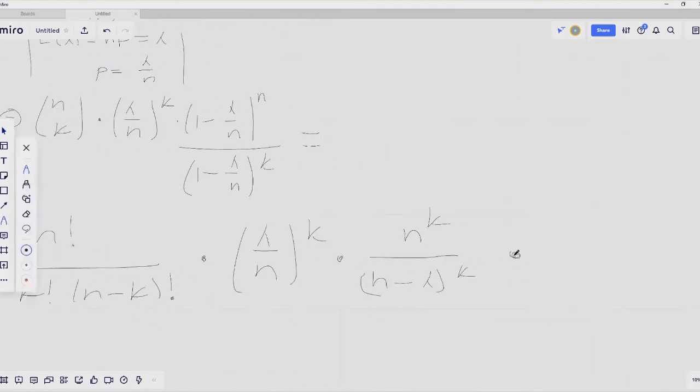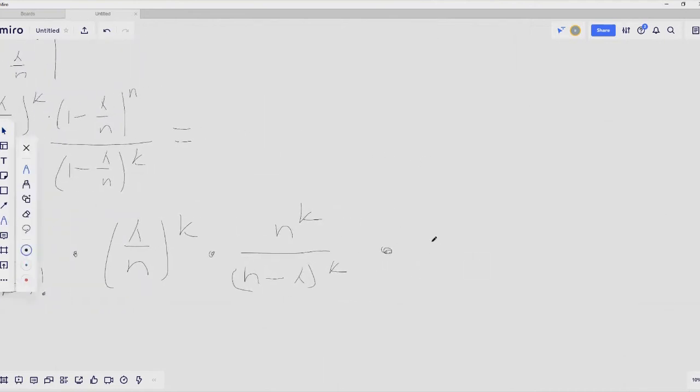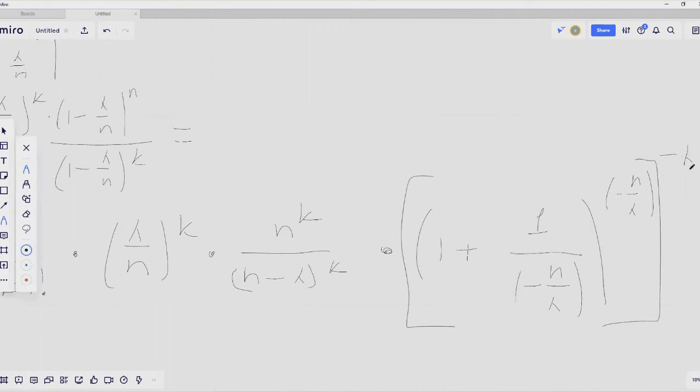Multiplied by, with this term, we are going to deal with it in the following way: 1 plus 1 over minus n over lambda. It might be confusing why I am transforming them in the following way, but it will be clear in a second, right? To the power of minus n over lambda. So I need this term to be the same as this one, so that should be to the power of minus lambda then. So those two will cancel out.